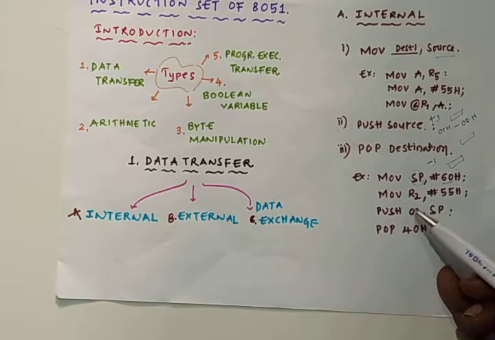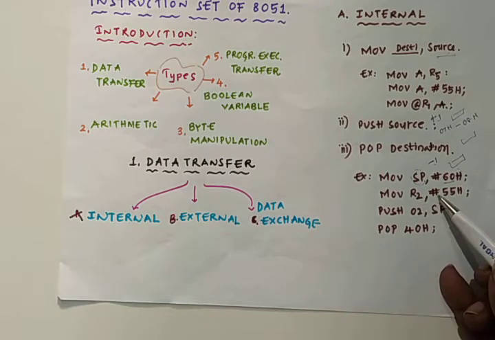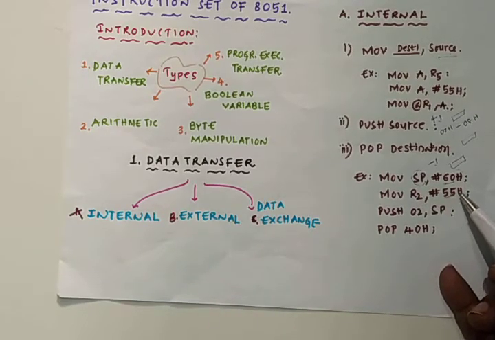Now we are writing the next instruction, MOV R2, #55. That means what?